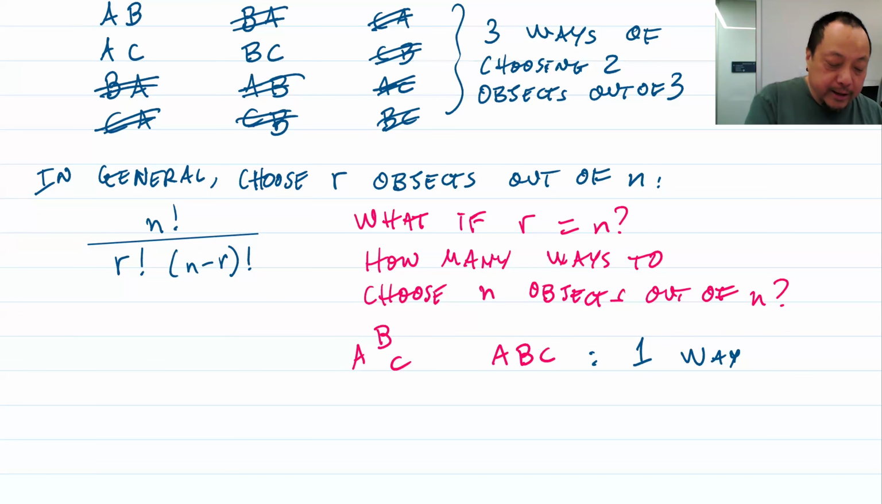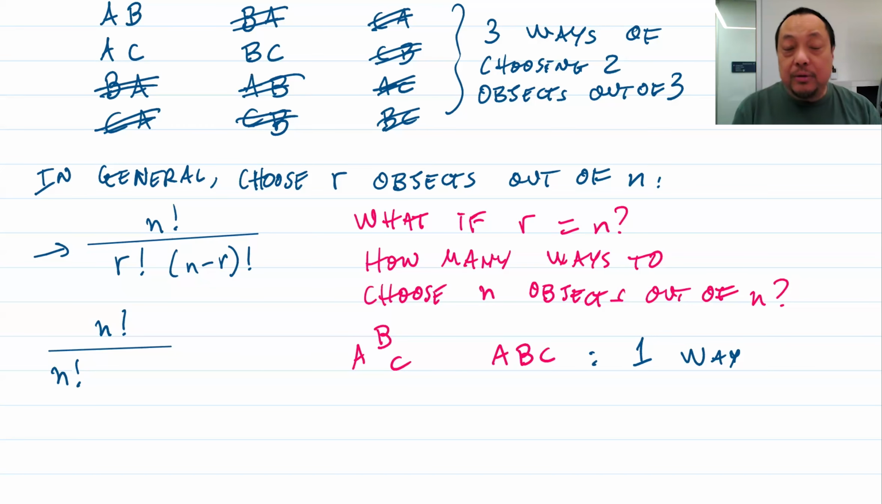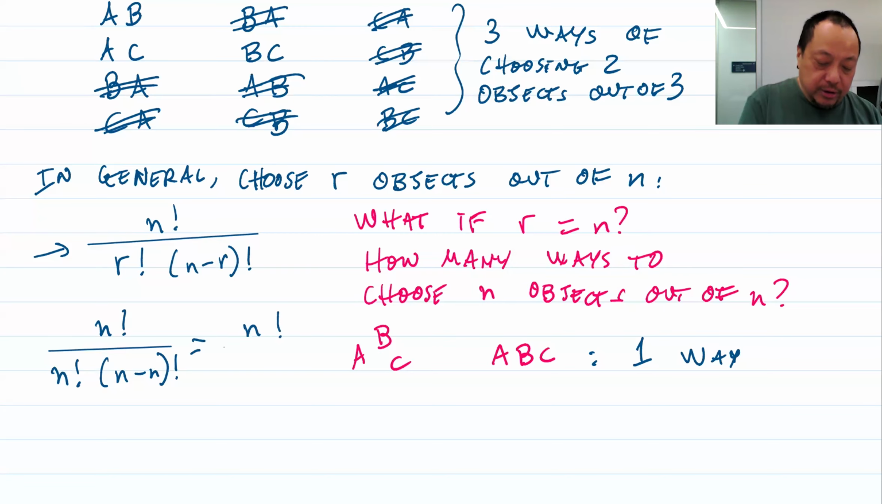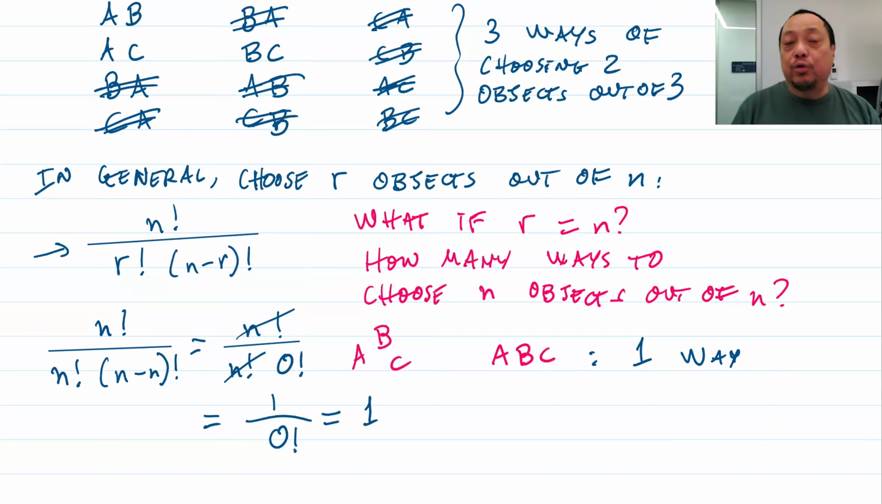So if r is equal to n, this has to come out equal to 1. Well, let's plug it in. I'm going to have n factorial divided by n factorial times (n minus r), which now equals n minus n factorial. Well, that's n factorial divided by n factorial times 0 factorial. The n factorials cancel, and I end up with 1 over 0 factorial. And this is supposed to be equal to 1.